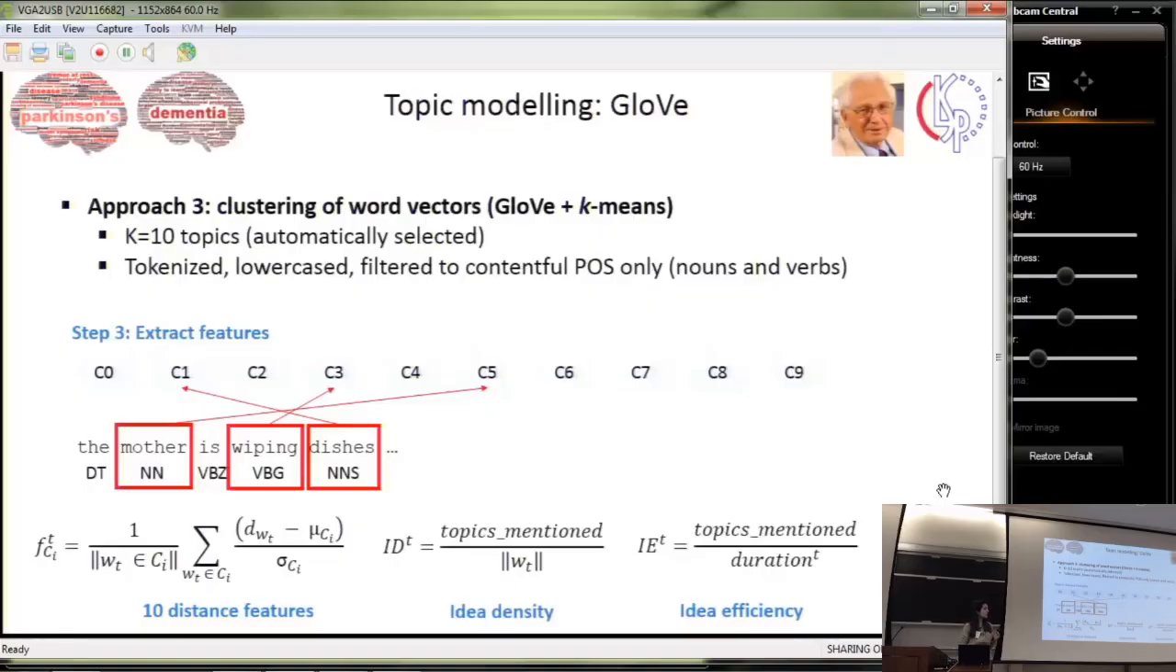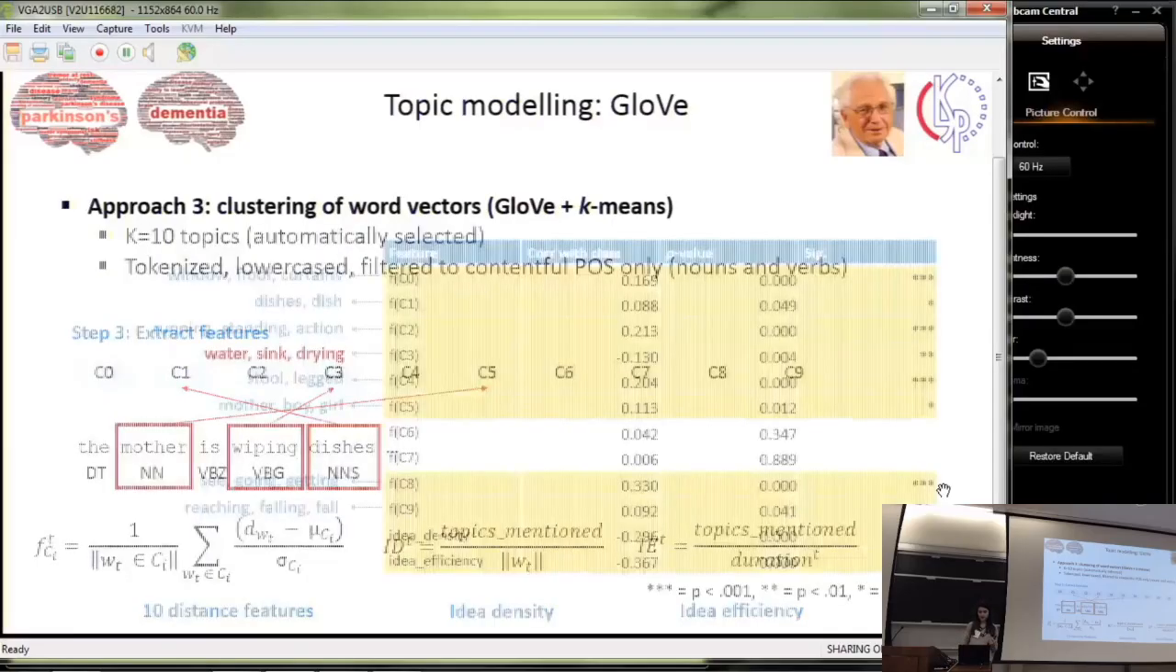So we took all of the contentful parts of speech, and we assigned them to the closest cluster centroid based on Euclidean distance to the cluster centroids. And then for each of the 10 topics, we took the average distance of the vectors assigned to that cluster, so that gives us 10 distance features. And then we also extracted idea density, which is the total number of topics that were mentioned over the total number of tokens in the transcript, as well as idea efficiency, which is the total number of topics mentioned over the total duration of the transcript in seconds.